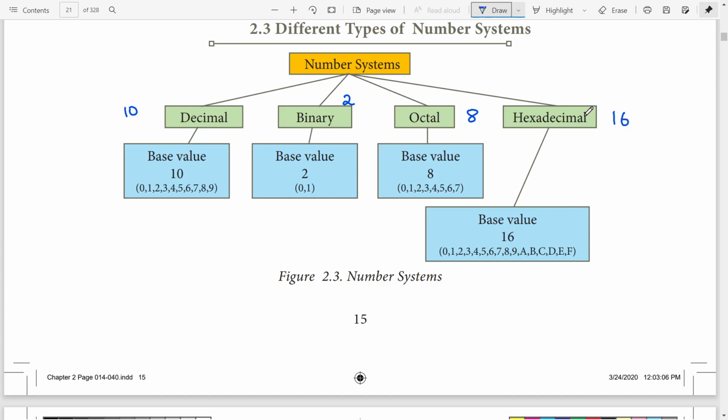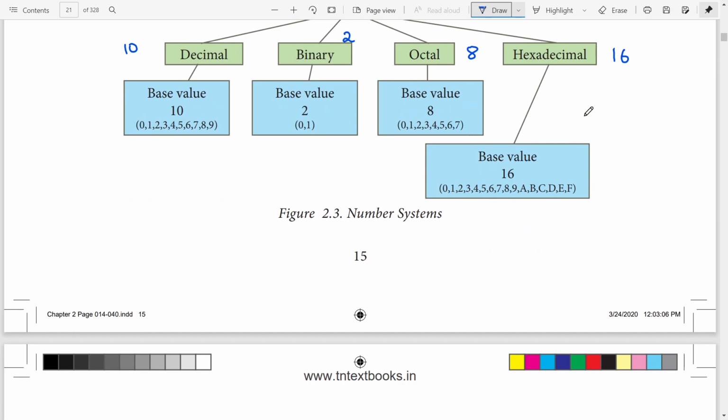So number system and number conversion is very important. See, base value is 10. Its value starts from 0 to 9. If you count these values, you will get a result of total 10 numbers. 0 and 1, 2 numbers. 0 to 7, which has 8 numbers. 0 to 15, which has 16 numbers.